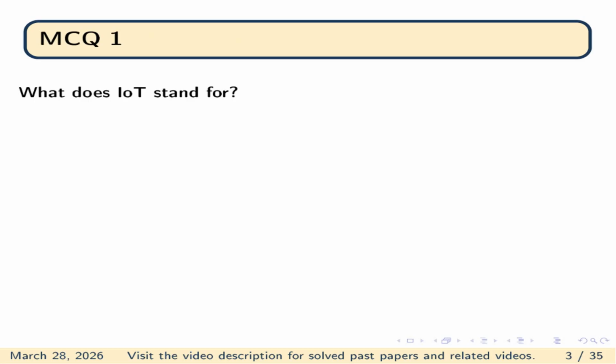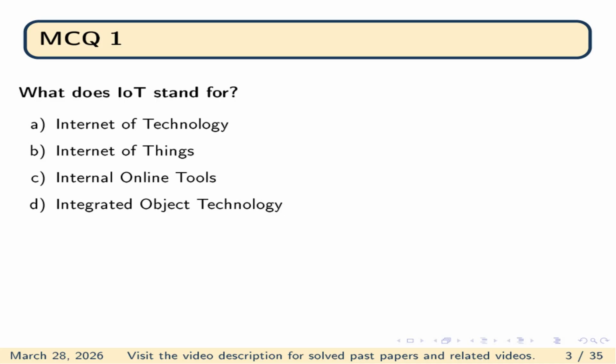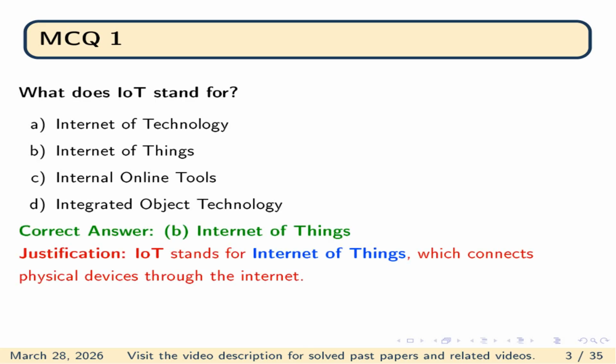What does IoT stand for? Internet of Things, Internet of Technology, internal online tools, integrated object technology. The correct option is Internet of Things. IoT stands for Internet of Things, which connects physical devices through the internet.